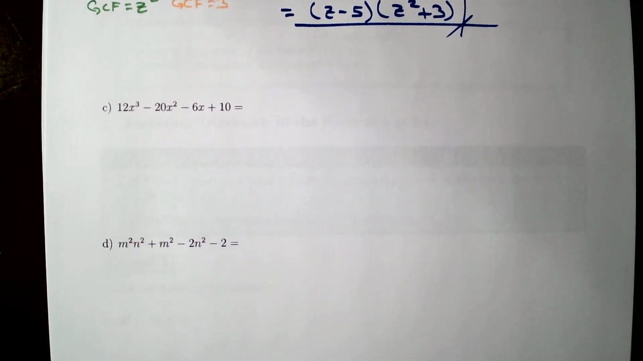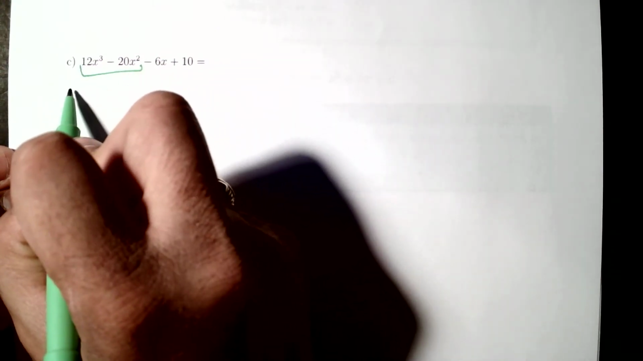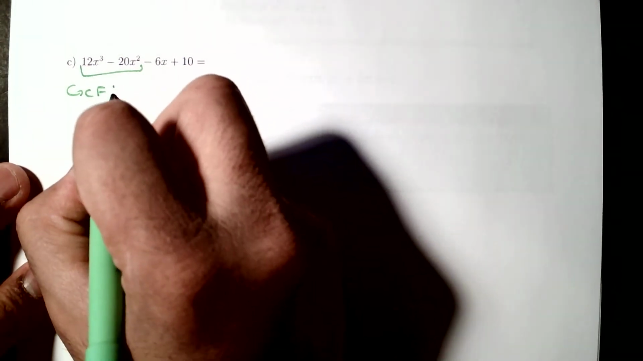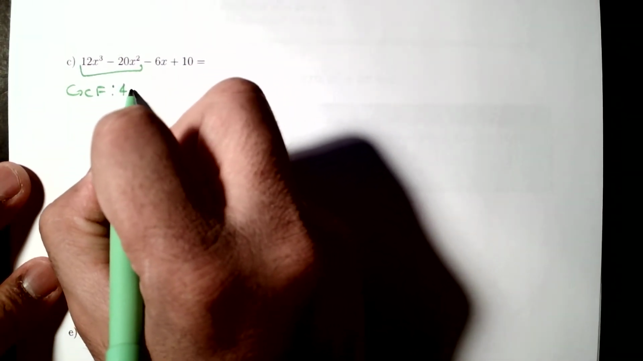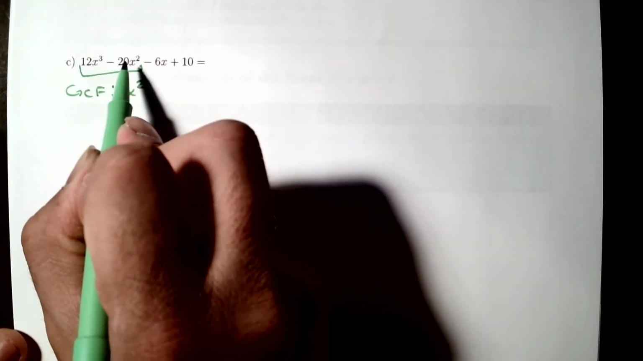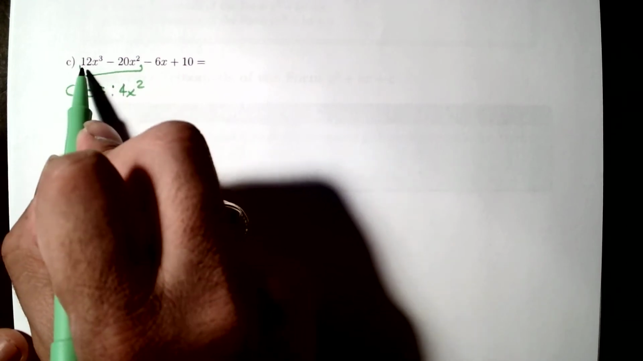Let's do the same here for letter C. However, it's going to have some minor tweaking. It's going to look a little bit different, but essentially it's the same thing. So number 1, group the first two. The GCF of this is going to be 4x squared. Where did I get that? Well, between 12 and 20, the smallest of the coefficients is 12, but 20 is not a multiple of 12.